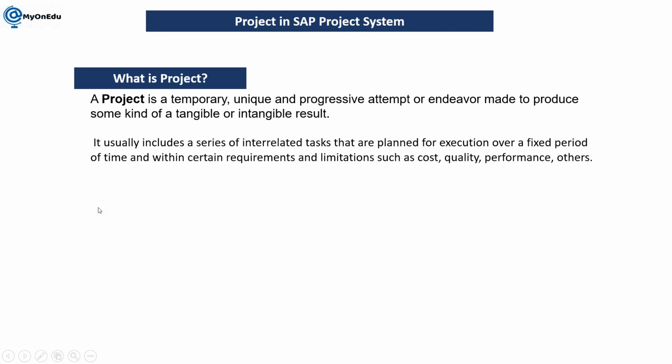It usually includes a series of interrelated tasks. So to complete this project, you need to complete some tasks, and that are planned for execution over a fixed period of time and within certain requirements and limitations such as cost, quality, performance, and others. So any project will have a start date and end date. It will have a fixed period. It will not be open-ended. Cost will be involved, quality and performance. So you need to manage different resources to complete this project.